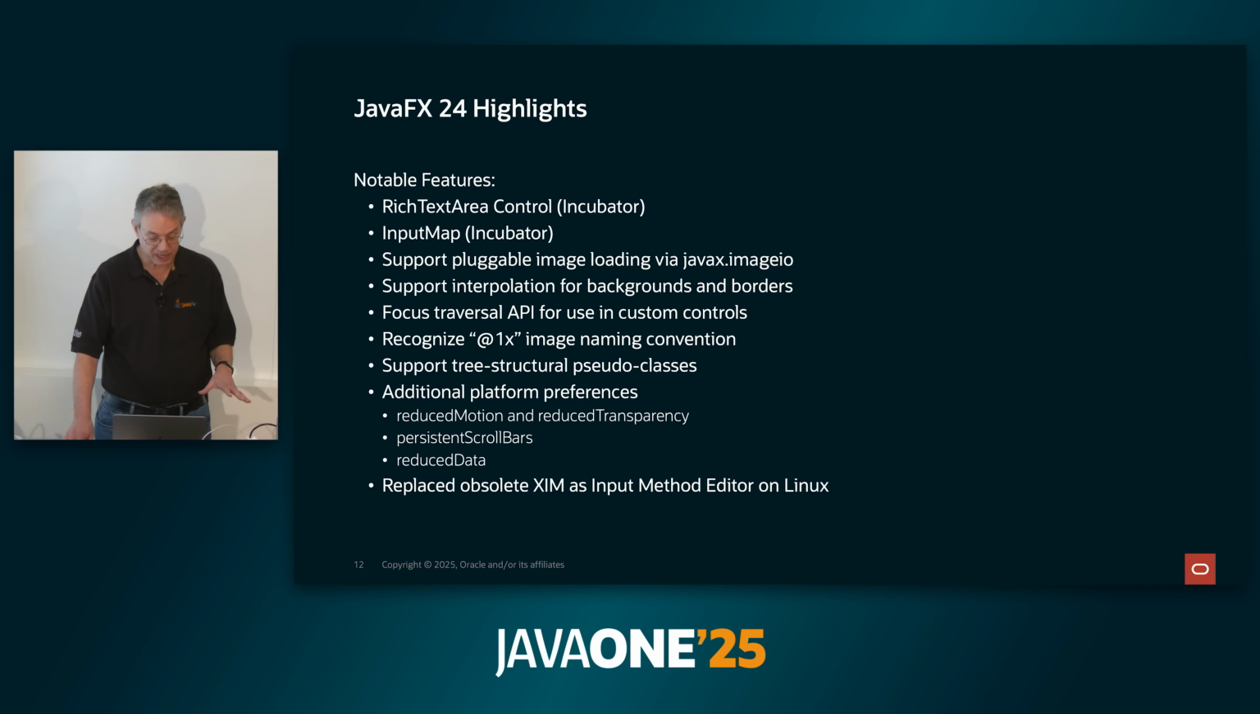So I'll spend a fair bit of time later talking about RichTextArea and input map a little bit. We've had a long time desire to do a rich text control. This is a very large feature, and so we've released it as an incubator feature. So that means we can evolve the API, and again, I'll talk a little bit more about that later. We've got pluggable image loading that's now available and automatic that uses Java 2D's image.io APIs. And we've added the support that you saw for CSS interpolators to several more components.